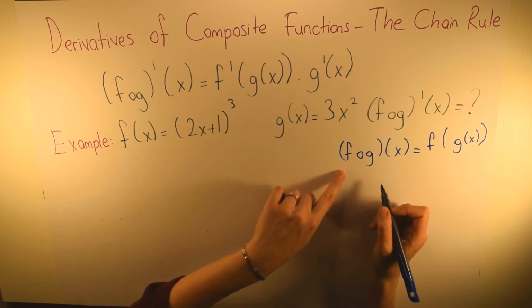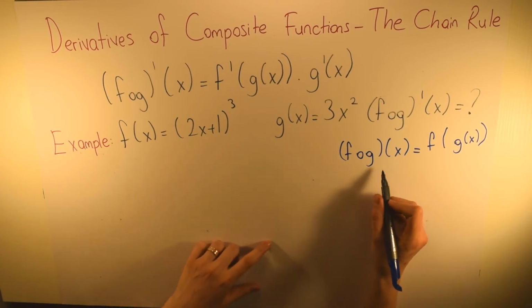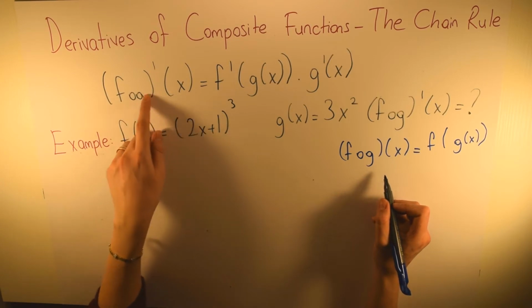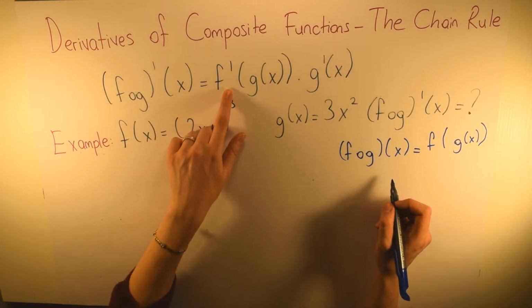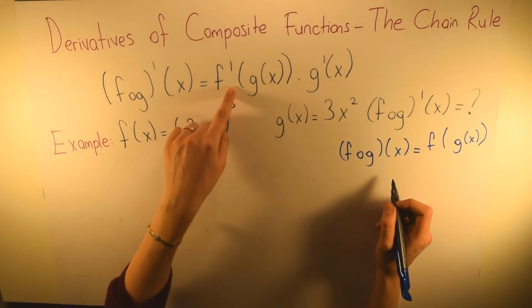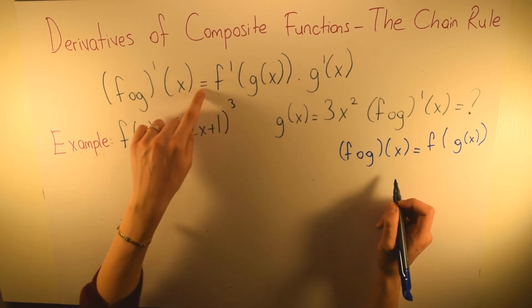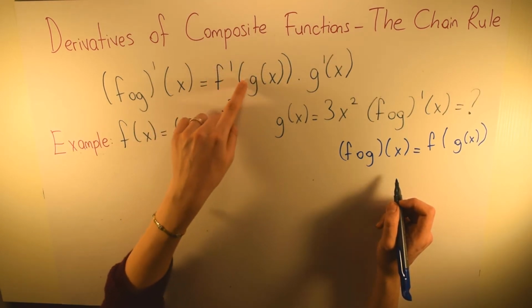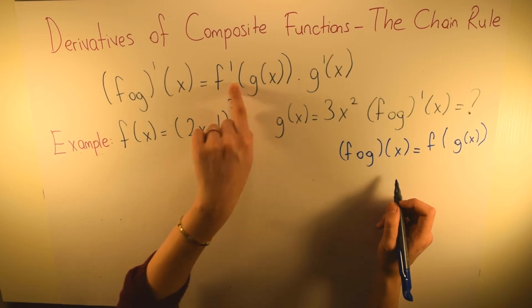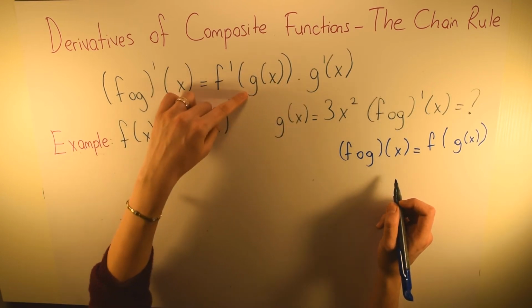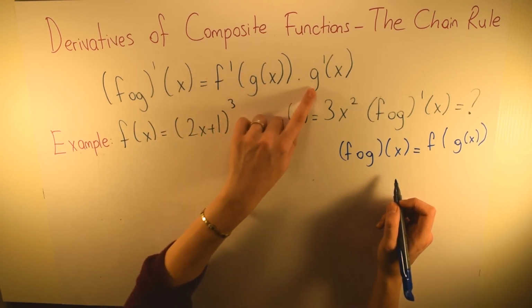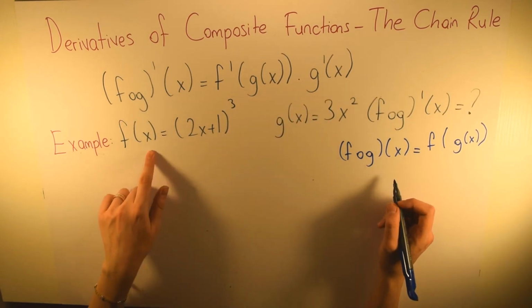But first, how do we take the derivative of these functions? The derivative of f of g of x is equal to, first you take the derivative of f of x, and then you put g of x instead of x, times the derivative of g of x. Okay, so let's look at this example.